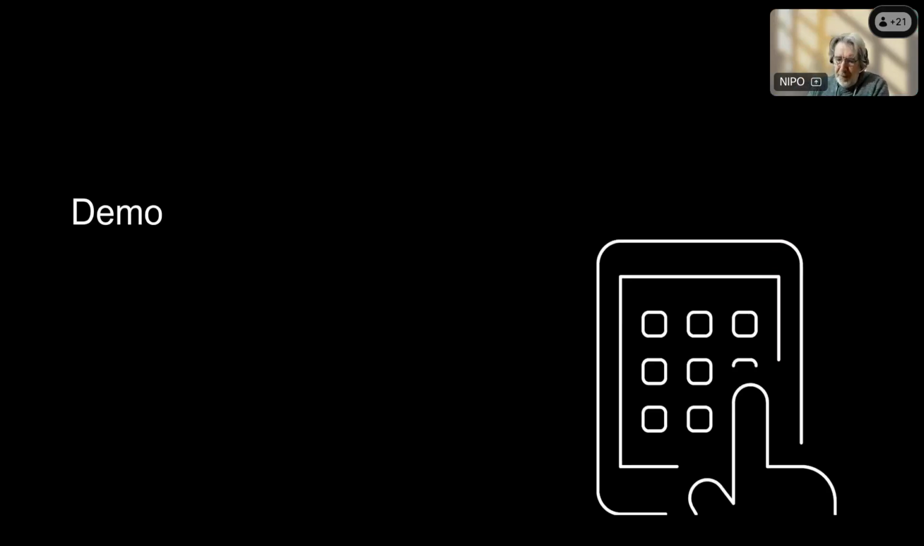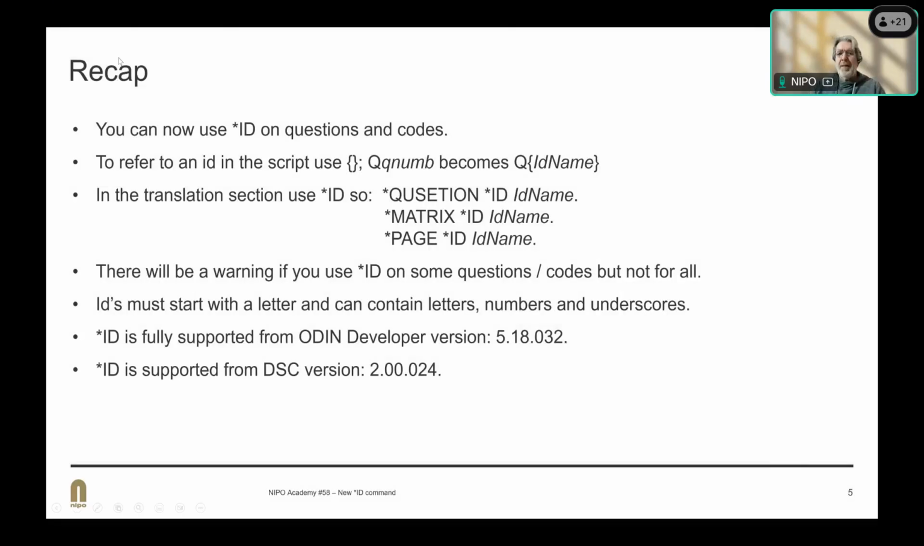So let's go to our presentation again. Let's do a short recap. You can now use star ID on questions and codes. To refer to an ID in the script, as you saw we do, you should use the square brackets. So qnum becomes q, square brackets, ID, and then the ID name, square brackets. In the translation sections, you can use those IDs too. So if you want to use the ID for questions, it becomes question star ID, and then the ID name. For matrix, it is matrix star ID, ID name, and for page, it's page star ID, ID name.